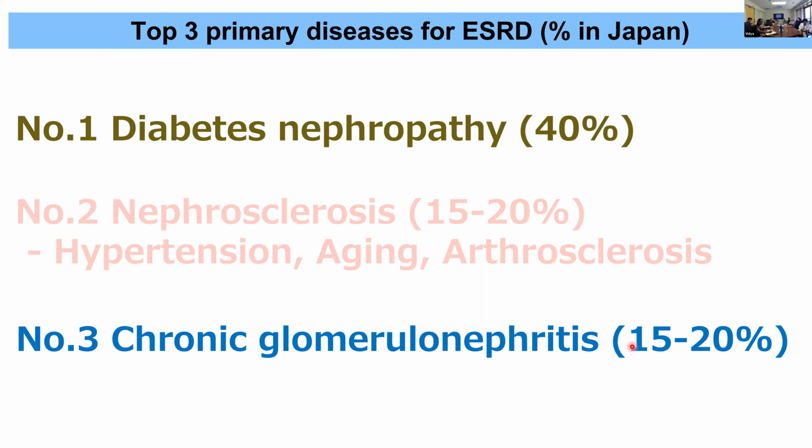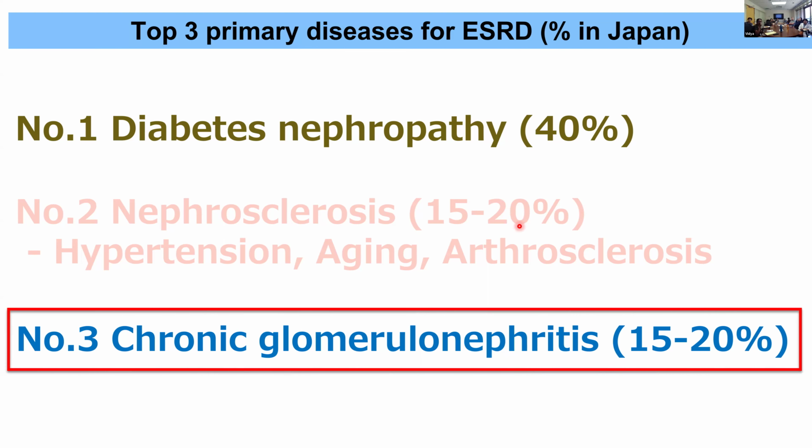Currently, many countries are facing an aging society, so the percentage of patients with nephrosclerosis is increasing. And number 3 is chronic glomerulonephritis, which accounts for 15 or 20% of the patients, almost the same as nephrosclerosis. So today's topic is this disease. I will talk about chronic glomerulonephritis.